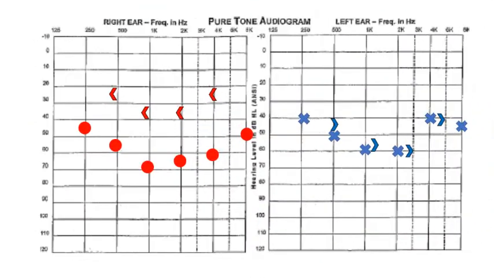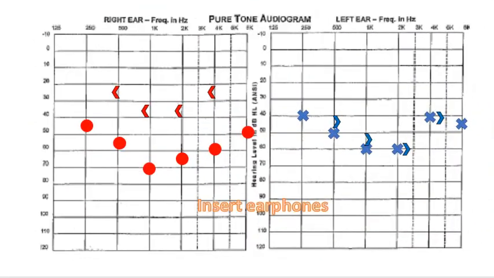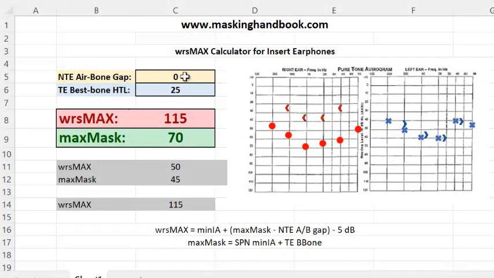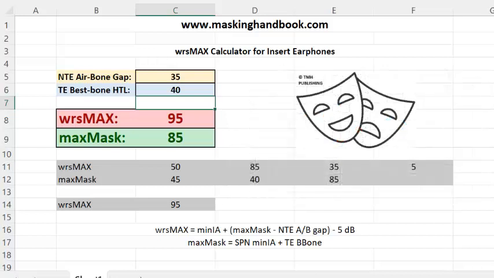Let's take a look at another audiogram configuration. Let's look at testing the left ear. We'll get the largest air bone gap from the right non-test ear, which is 35 dB, and the best bone conduction threshold from the left test ear, which is 40. So the largest air bone gap is going to be 35 dB. That's from the right ear. And the best bone from the left ear is 40. We'll enter these. And we get a WRS max value of 95 dB for testing the left ear with a prescribed maximum masking level of 85 dB.